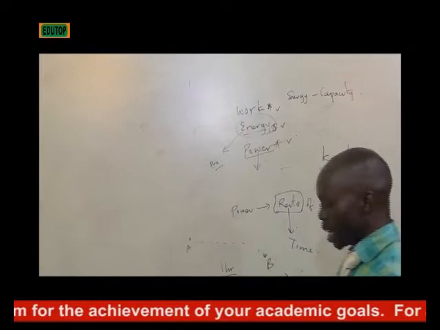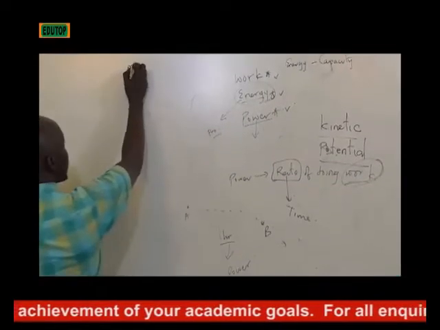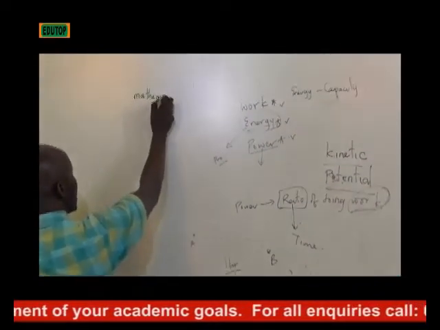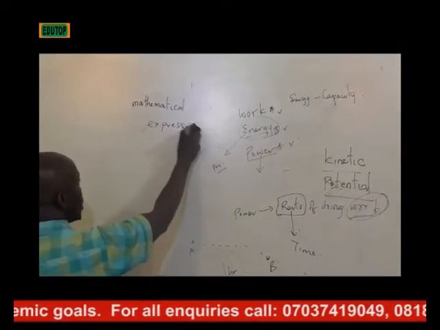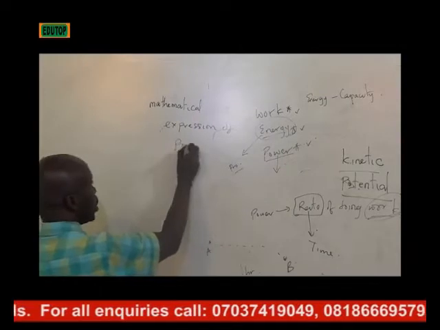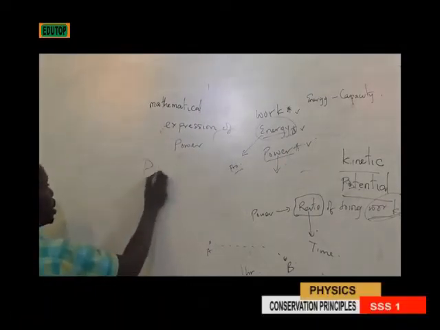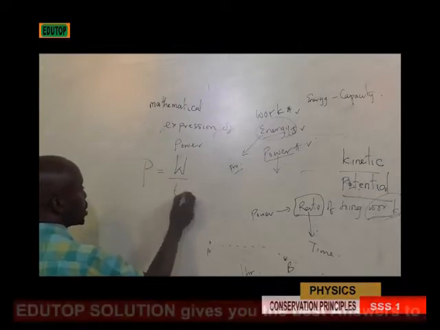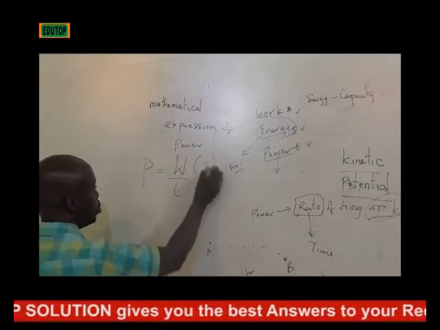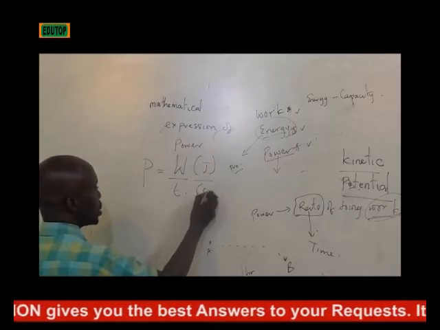Now let's go to the mathematical expression. Mathematical expression of power. What do you say power is? Power is the rate of doing work. So it means that power is work over what? Time. Work done is in joule, while time is in seconds.